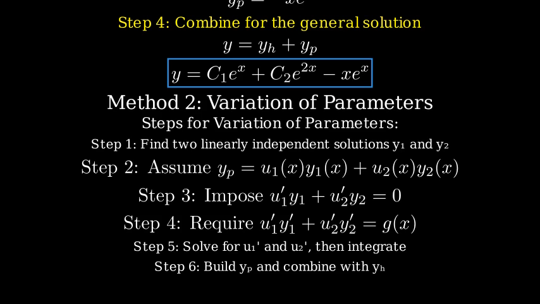Now we have a system of two equations: u₁' cos(x) + u₂' sin(x) = 0, and u₁' times negative sin(x) plus u₂' cos(x) equals tan(x).